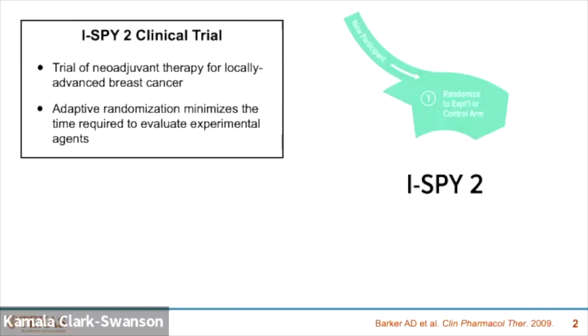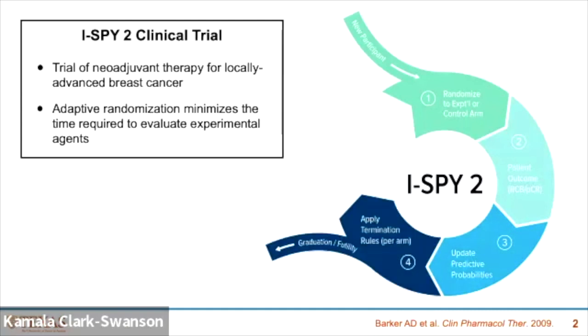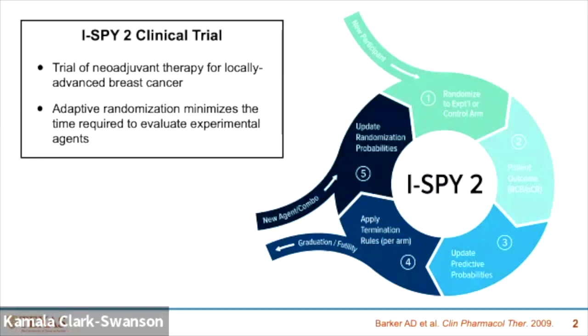So in general, a new patient enters a trial. There is some sort of randomization, so they either enter an experimental or a control arm, and that's just if it's standard of care therapy or an experimental drug. They measure the patient outcomes, so if they achieve pathological complete response or if they have some residual cancer burden. And then they update the predictive probabilities for the drug depending on the outcomes. At this point, a drug might be graduated from the study or it might be taken out of the study because it was unsuccessful. And then new drug combinations can be entered into the trial.